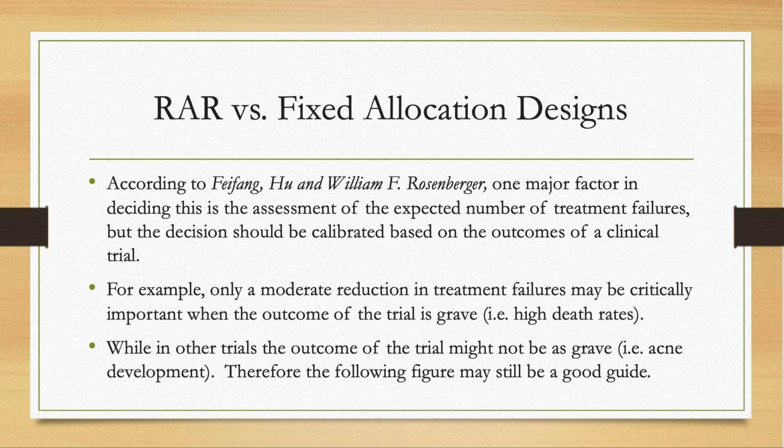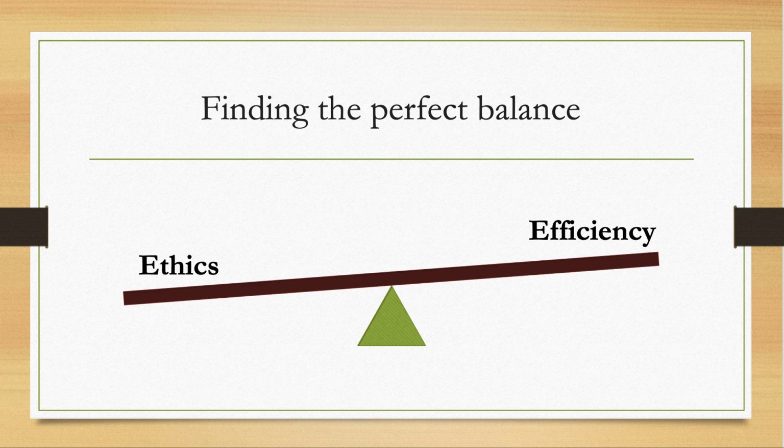But in other trials, the outcome might not be as grave. For example, let's say the outcome is acne development. Therefore, the outcome of the trial is not so grave as death or severe morbidity disease. So the following figure may still be a good guide, Paul, when you are trying to answer this question. This was from Sharvi's and Marion's presentation earlier, and it is trying to find the perfect balance between ethics and efficiency of statistics. You need to decide where this all comes down for your particular trial.